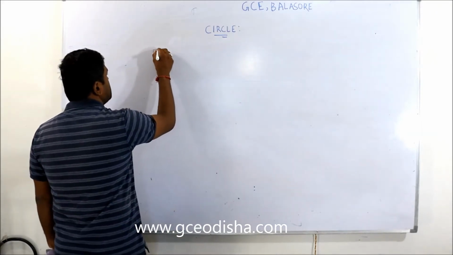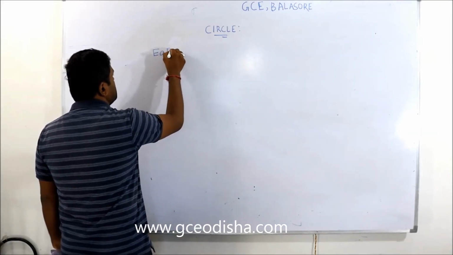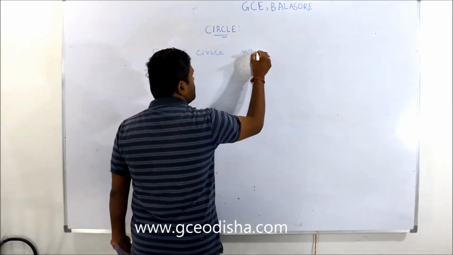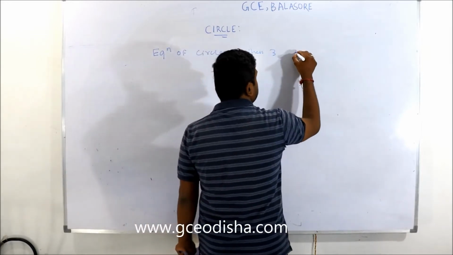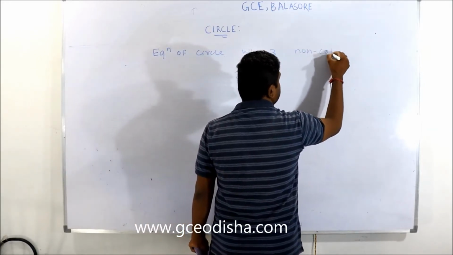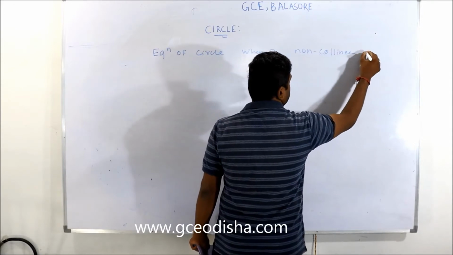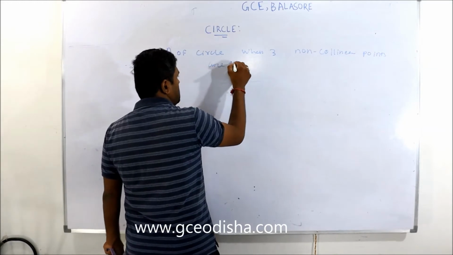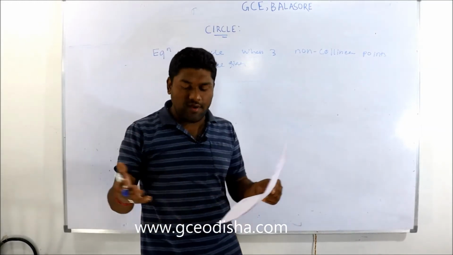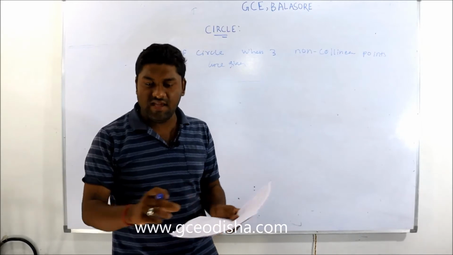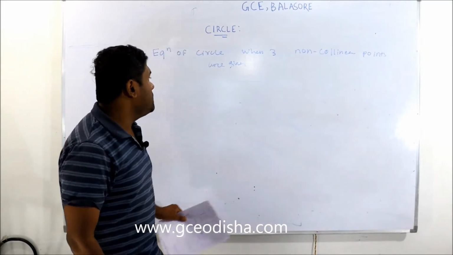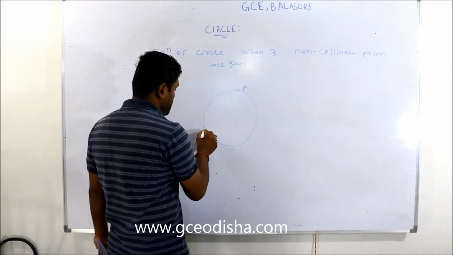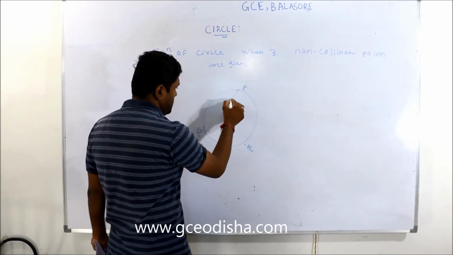Another thing is there, equation of circle when 3 non-collinear points are given. Non-collinear means, collinear is when the 3 points are generally in a straight line. Okay, non-collinear points means like this is a circle. Maybe one point is P here, one point Q here, one point R here, right?